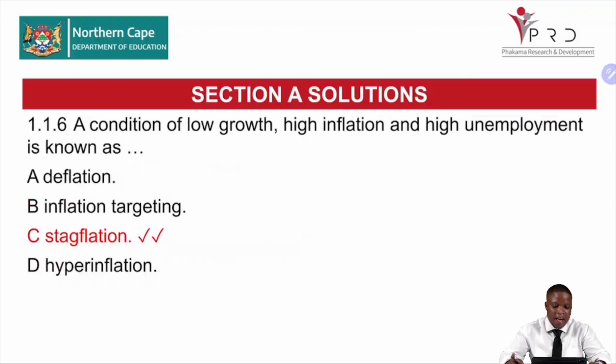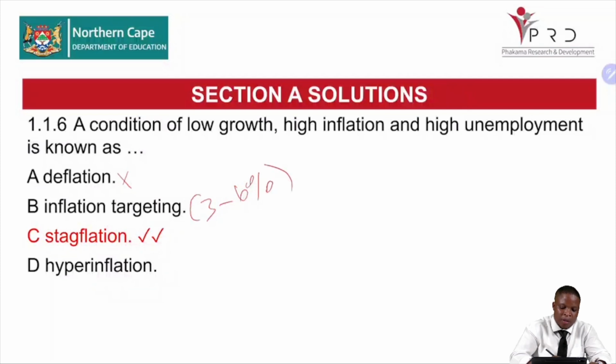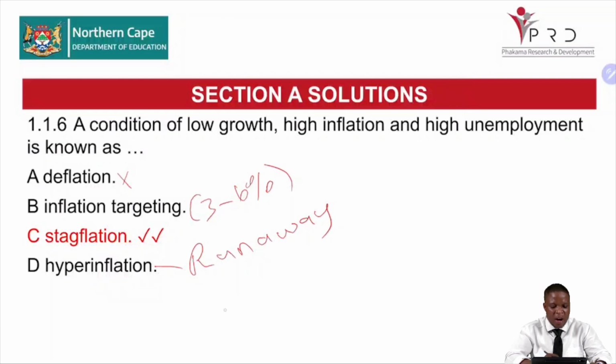Number 6, a condition of low growth, high inflation, and high unemployment is known as what? That is stagflation. Deflation is a general decrease in prices. Inflation targeting is the target that is set by the Reserve Bank, that inflation should be between 3 to 6%. Hyperinflation is what we call runaway inflation, inflation that increases by 50% and more every month. So stagflation is when there's low growth, high inflation, and high unemployment that can result in stagnation.